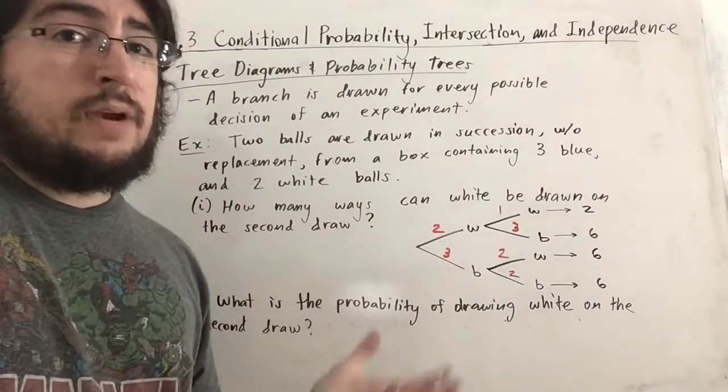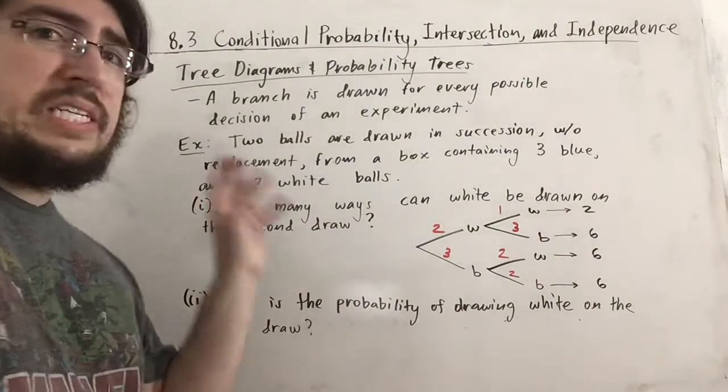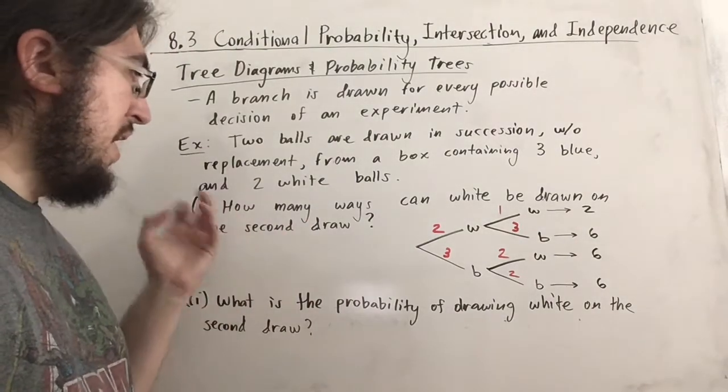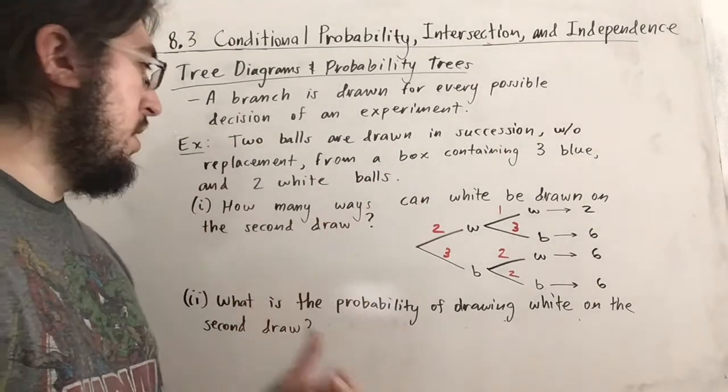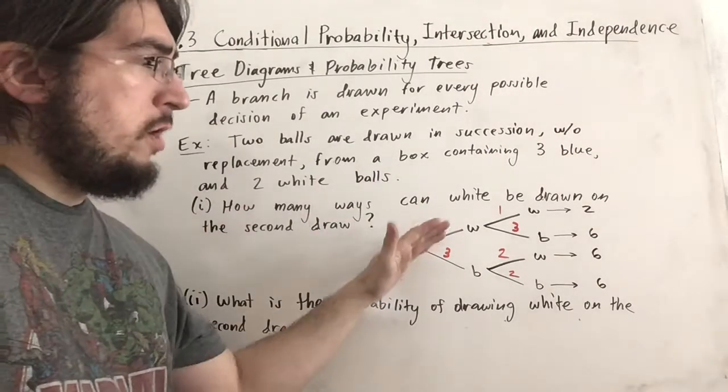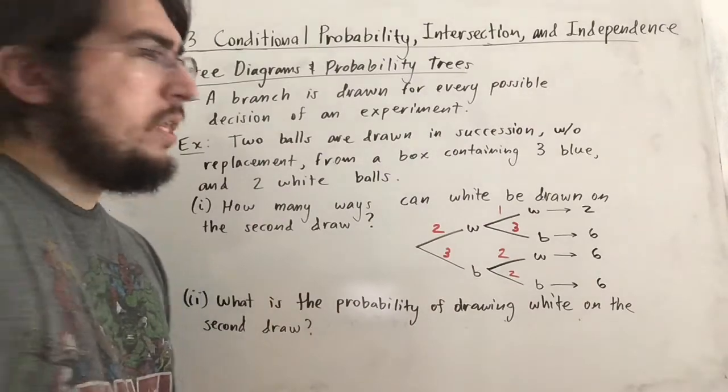We can use this to answer any scenario, but the specific scenario we're given, now we can consider that, is how many ways can white be drawn on the second draw. So it's either drawing white then white or blue then white. So really I'm just looking at this.